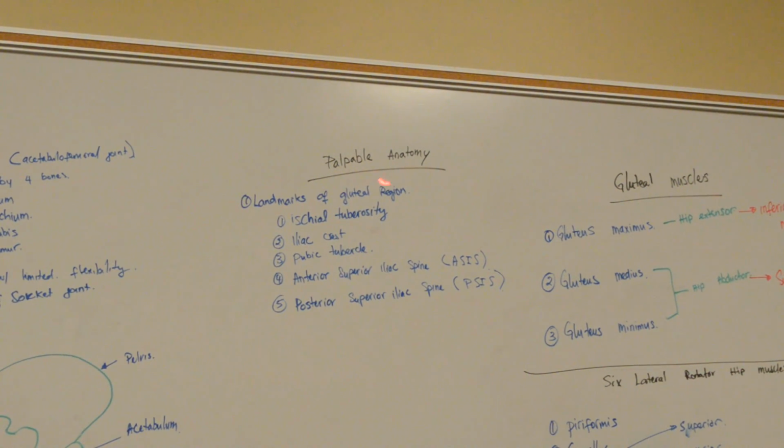One of the slides was talking about the palpable anatomy. Those are structures that you can feel on the body of the donor, if they are thin enough. Those landmarks of the gluteal region include the ischial tuberosity, the iliac crest, the pubic tubercle, the anterior superior iliac spine, and the posterior superior iliac spine.